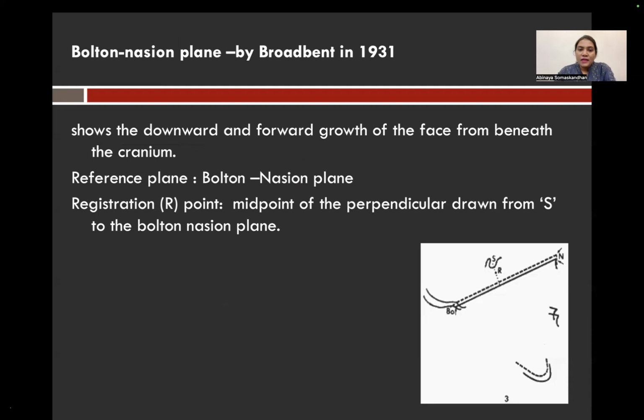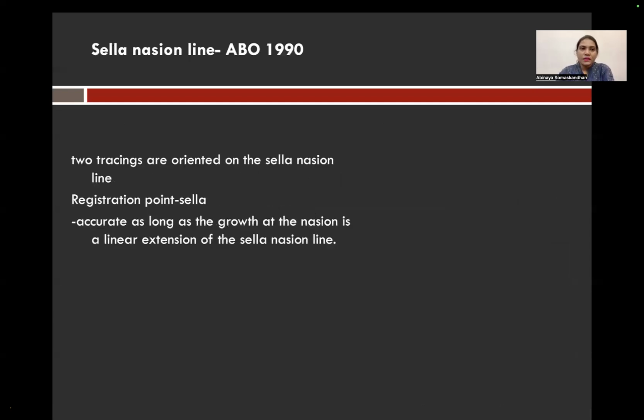And there's something called the R point or the registration point, which is the midpoint of the perpendicular from S to the Bolton plane. So this is the registration point or the R point, and the serial radiographs are going to be taken and superimposed by coinciding the Bolton-Nasion plane.